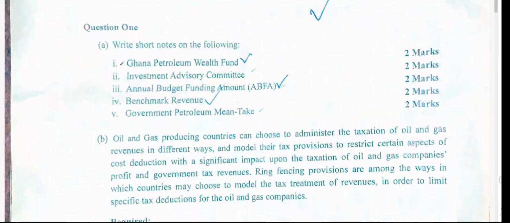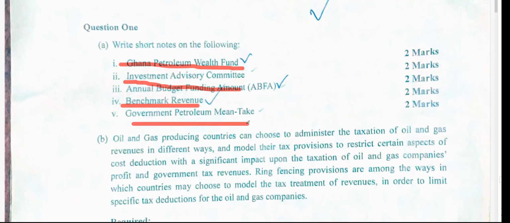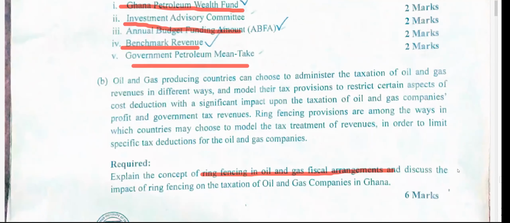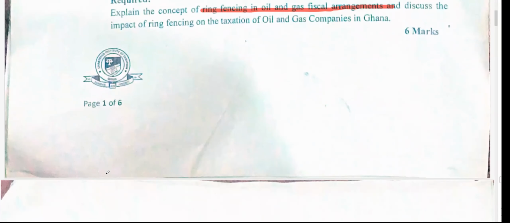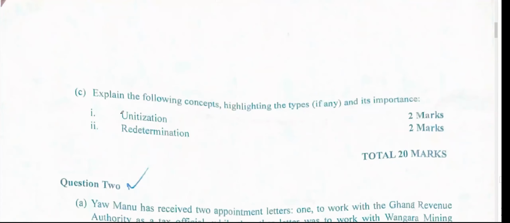Yeah. Petroleum Wealth Fund, Petroleum Revenue Management Act. Can you see? You see it's there. Ring fencing, you see there, 6 marks. It's a framework. When you master the framework, any question that will come, you'll be ready for it. Now look, unitization redetermination, was it in the framework?